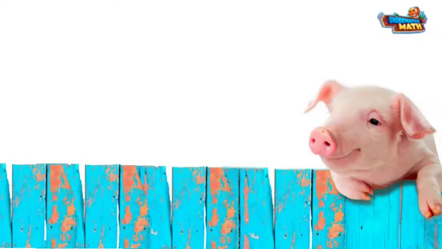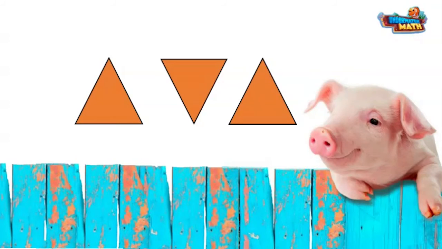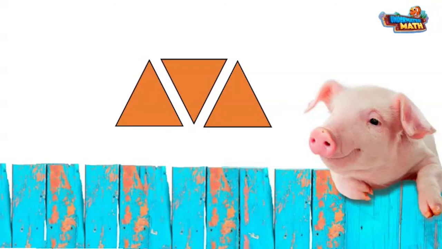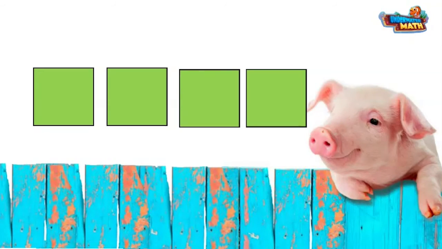Sometimes I get creative with shapes. I can compose larger shapes using smaller shapes like this. 3 triangles can make a trapezoid. 4 squares can make a rectangle.